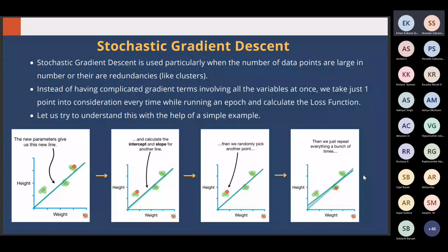Hi guys, I hope you had your break. Let's resume now. With all the knowledge of cost functions and backpropagation and an introduction to gradient descent, we'll have a look at the various methods in which gradient descent is used. One of the most important is stochastic gradient descent, or SGD. Stochastic gradient descent is a method particularly used when the number of data points is large, or there are redundancies in the data set.